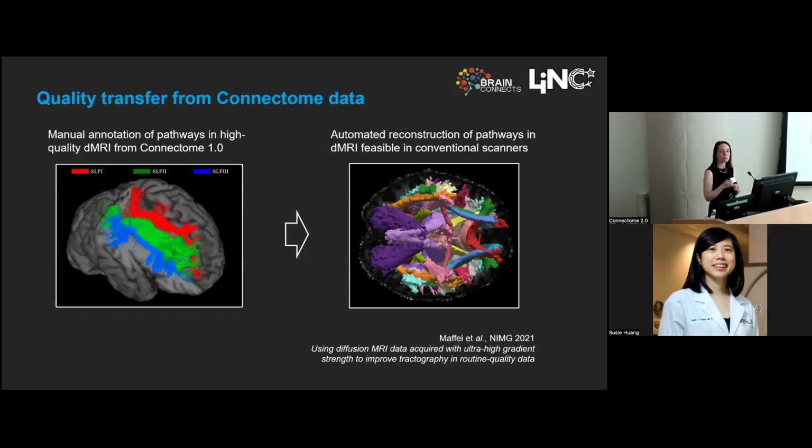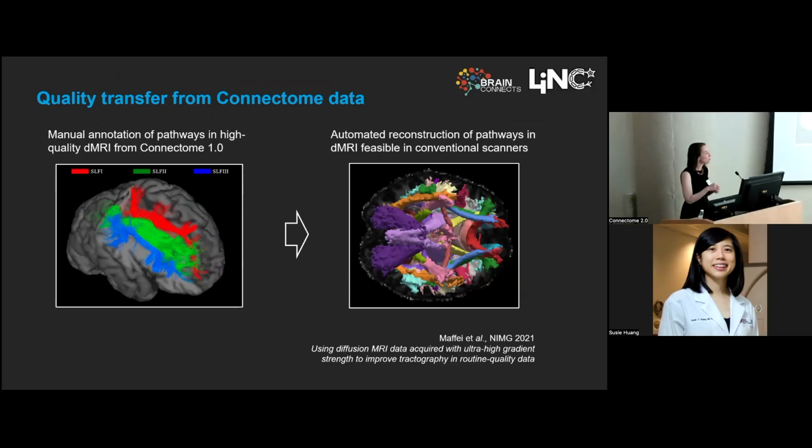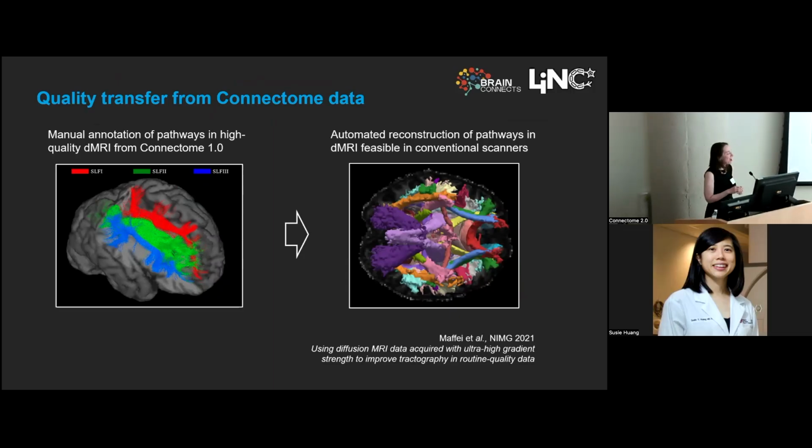And this was work by Chiara, who's over here, and she will talk to you in the afternoon about an amazing new tract atlas for neuromodulation that she's building from Connectome 2 data. But back to this earlier work.